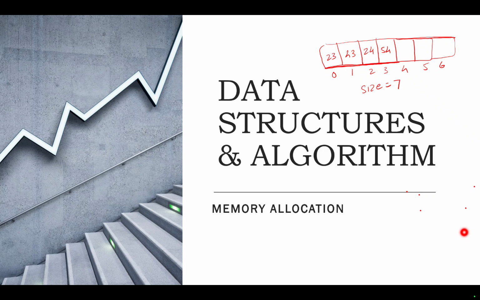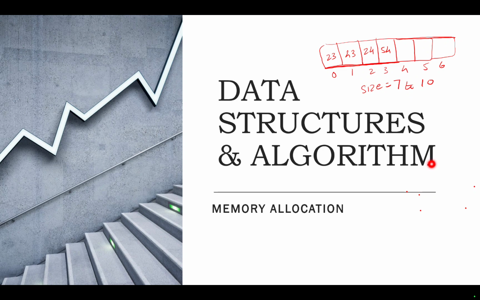Another situation is the array size is 7 and we have filled all 7 elements in the array, but we need to add 3 more elements. In this case, we can't change the size of the array from 7 to 10. To overcome this issue, we go to the concept of dynamic memory allocation.